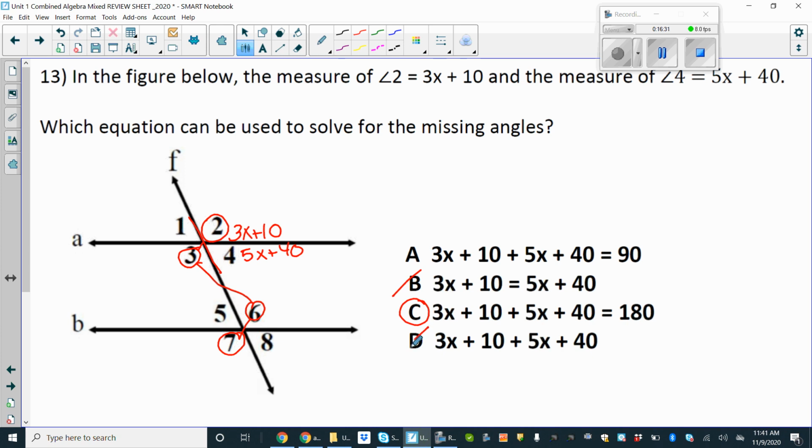Answer choice D is not even an equation, and we wanted an equation. There's no equal sign. And answer choice A is out because it's saying they equal 90 degrees, which means that they would make a right angle. And we know that that does not make a right angle. It makes a straight angle, which is a line.